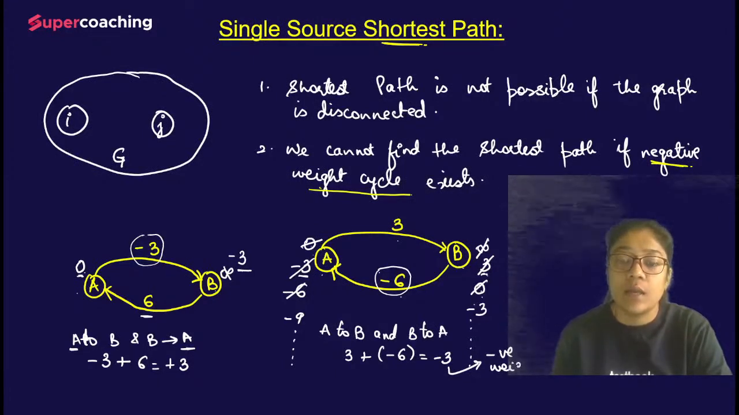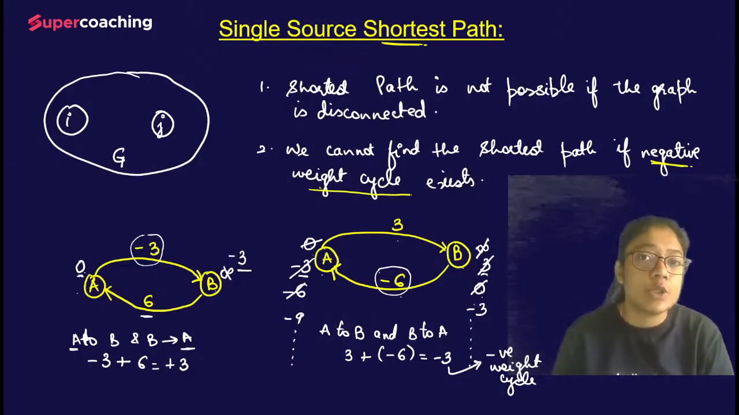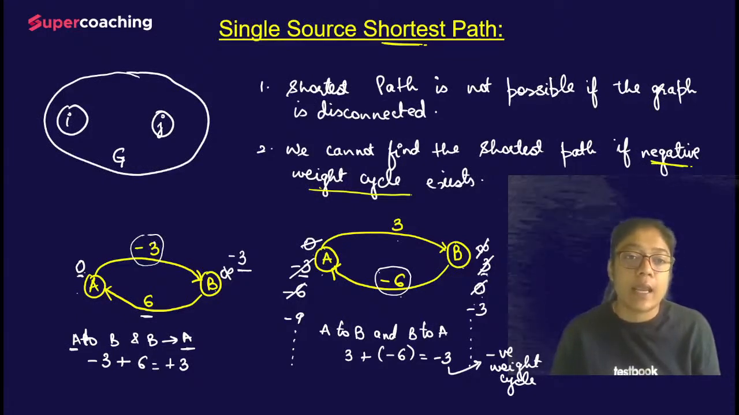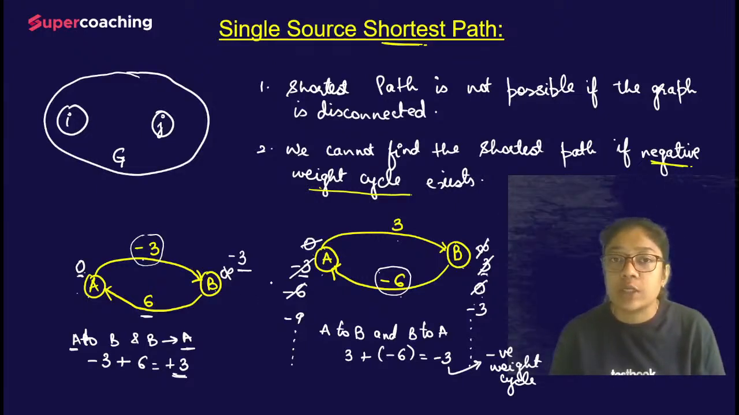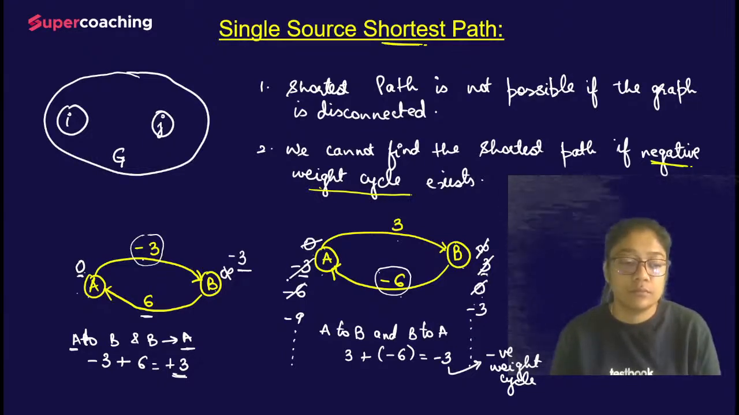Negative weight cycle. If you have a negative edge in the graph, don't say just by looking at the negative edge that a negative weight cycle is there. In case 1, although a negative edge is there, this is still a positive weight cycle. So this will return you the shortest path. When will you not be able to find the shortest path? When there is a negative weight cycle existing in the graph. Is this clear? Guys, is this clear?